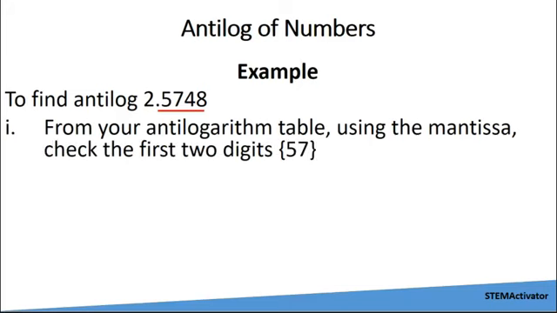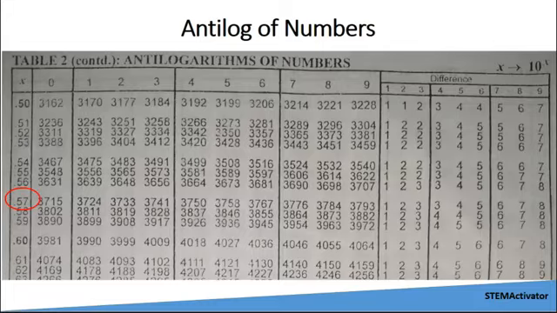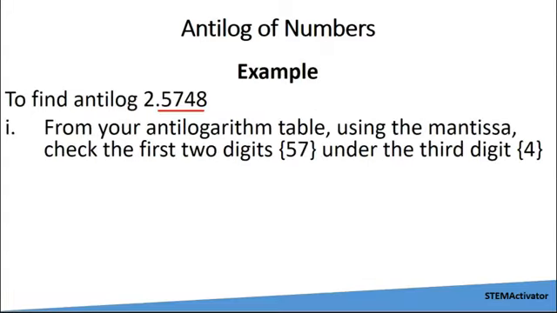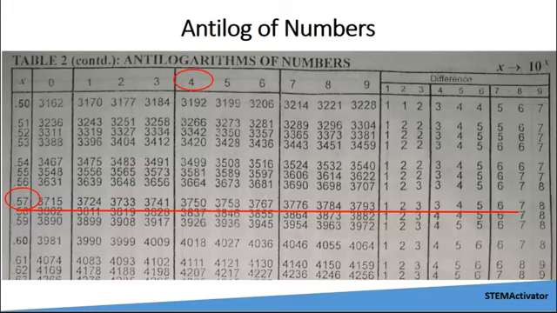So the first 2 digits in the mantissa is 57. So we are checking the 57 in the anti-logarithm table. Now, if you take note, you will see that it is 0.57. So we will check 0.57. That is the horizontal line showing what we want to deal with. Now we'll go to the third digit. The third digit there is 4. So we are going to check 57 under 4, difference 8. So 57 under 4 is 3750.